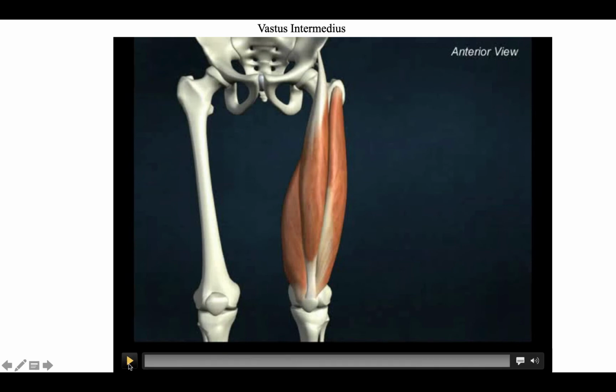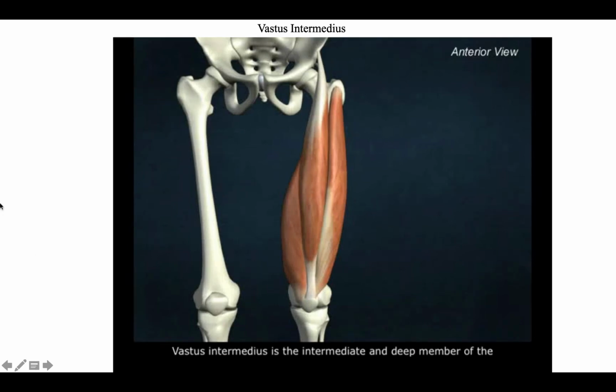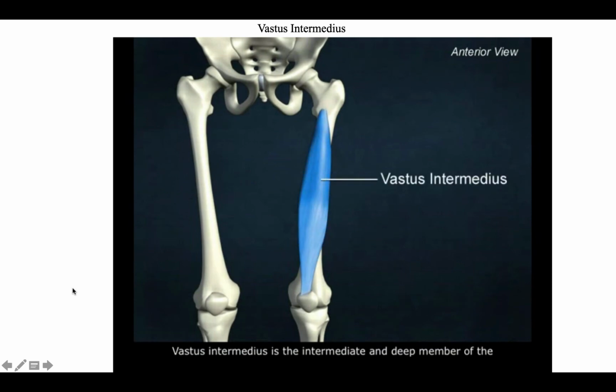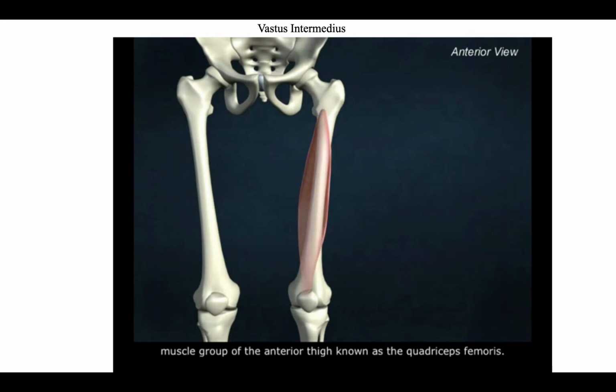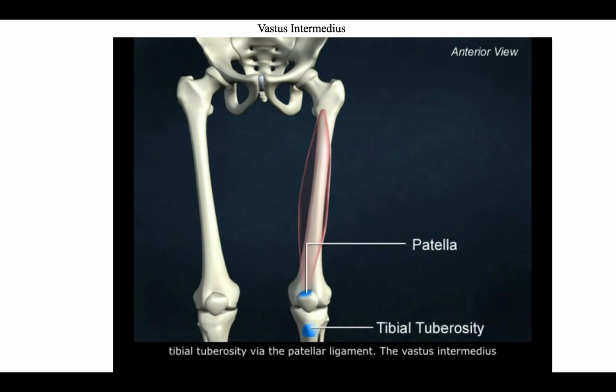And then our vastus intermedius. Vastus intermedius is the intermediate and deep member of the muscle group of the anterior thigh known as the quadriceps femoris. The origins are from the anterior and lateral surfaces of the shaft of the femur. The fibers run inferiorly to insert onto the deep part of the superior border of the patella and to the tibial tuberosity via the patellar ligament.